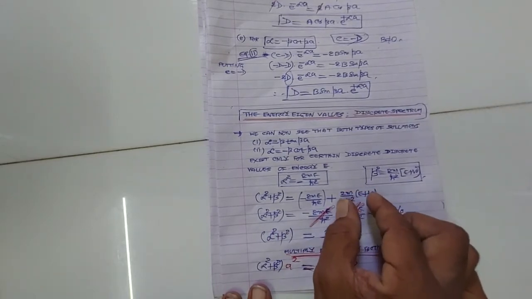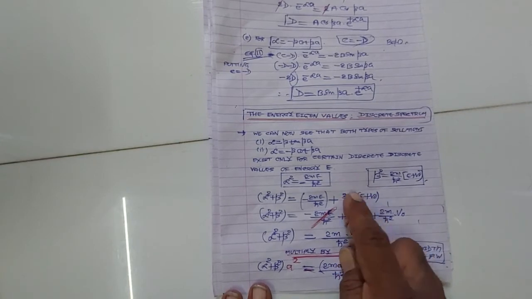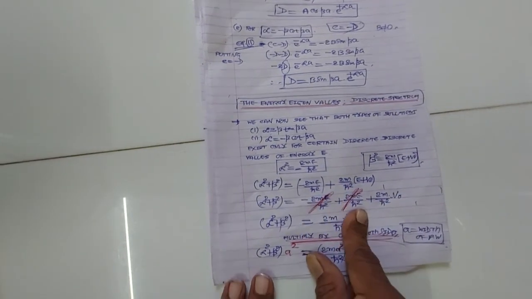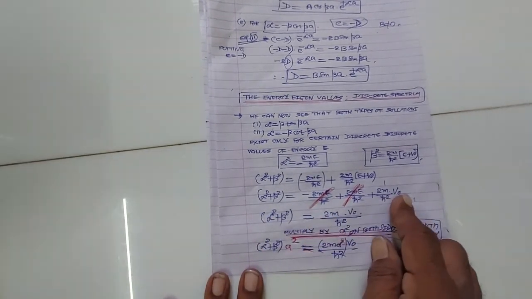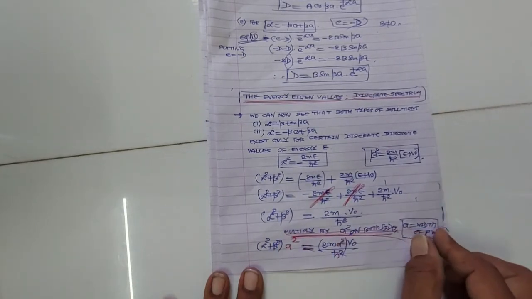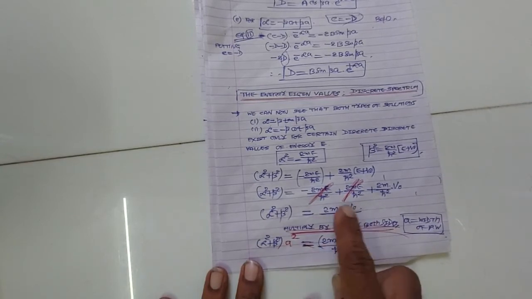Separating this term, we get minus 2m upon h cross square into E plus 2m upon h cross square into E plus 2m upon h cross square into V0. The minus 2m E upon h cross square and plus 2m E upon h cross square cancel. So we have alpha square plus beta square is 2m upon h cross square V0. Let us multiply both sides with a square, where a is the width of the potential well. So we get alpha square plus beta square into a square is equal to 2m a square V0 upon h cross square.